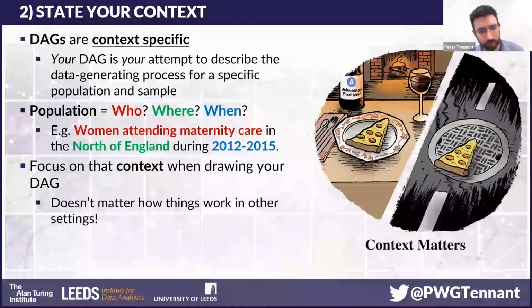When I'm drawing my DAG for that particular analysis, I need to have that absolutely fixed in my brain. And the reason for that is that all of the different variables within that context may have completely different roles in other contexts, but it doesn't matter. When I'm drawing my DAG, I am trying to describe the data generating process in my specific context. And so, if it's a cause here, if it's a confounder here, etc., that's what matters, not the counterexample of how it might behave in some other population.